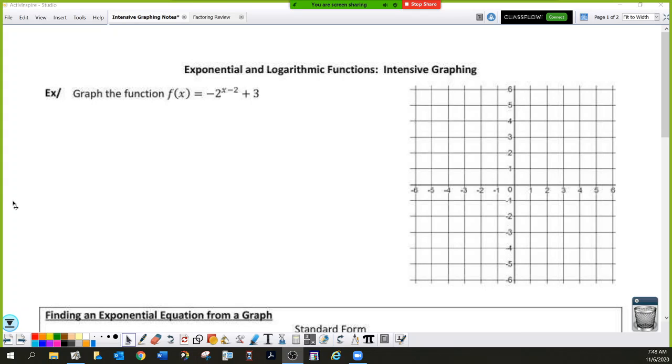Today's goal is to get much better at graphing exponential functions and logarithmic functions. So we're not going to be focusing on exponential growth and decay. We're going to be talking about what happens when these things have been shifted and stretched and shrunk all over the world. How do we graph scarier looking exponentials, and how do we graph scarier looking logarithmics?